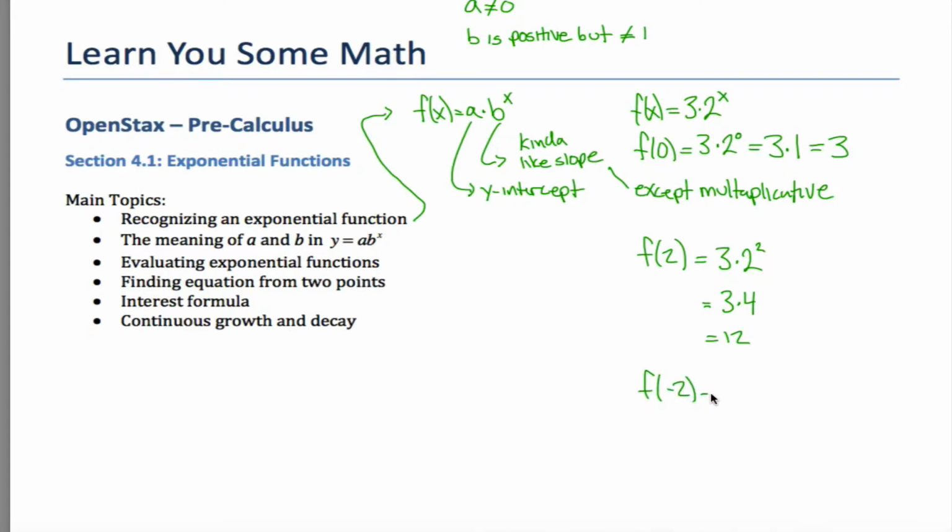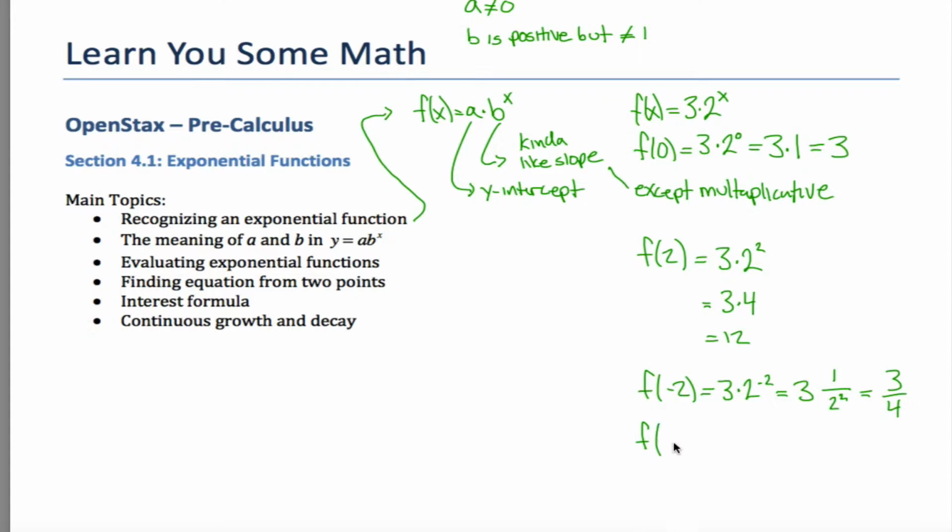Some things that end up being a little bit interesting are when you have negative exponents. So f of negative 2, for example. To figure that out, you must know that a negative exponent means take the reciprocal. So instead of 2 to the negative 2 power, I can have 1 divided by 2 squared. And 2 squared is 4. So I have 3 times 1/4, aka 3/4. So when you have negative exponents, you have to know that rule.